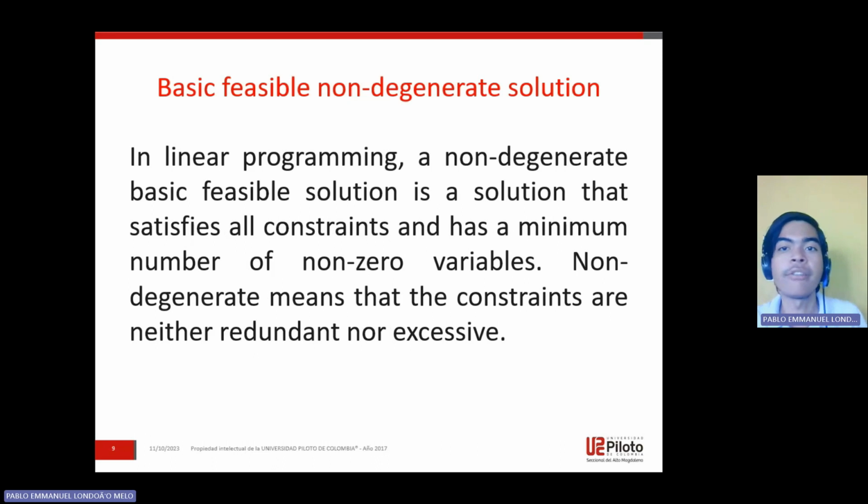Basic feasible non-degenerate solution. In linear programming, a non-degenerate basic feasible solution is a solution that satisfies all constraints and has a minimum number of non-zero variables. Non-degenerate means that the constraints are neither redundant nor inconsistent.